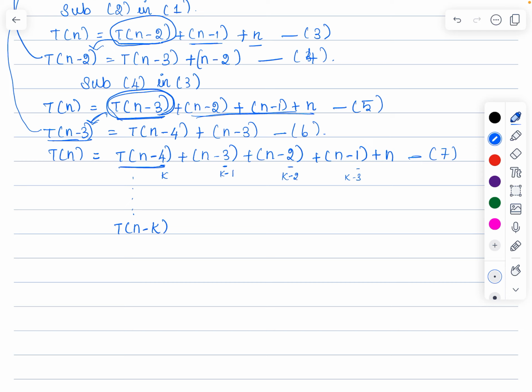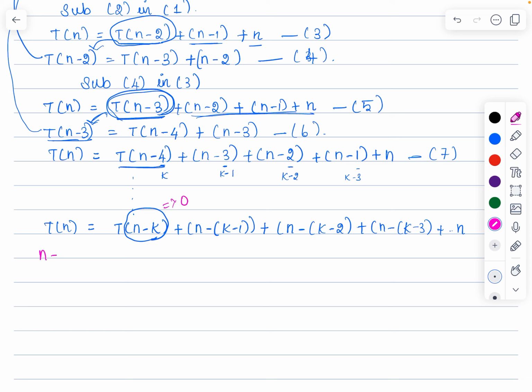If you write it in a sequence, it can be written like this: n minus 3 is going to be k minus 1. If this is k, this is going to be k minus 1. Then again n minus 2 is going to be k minus 2. Then again n minus 3 is going to be k minus 3, till some n, T of n equals to. When would it end? When this becomes 0, it would end, right. So, you make this term 0, T of n minus k.